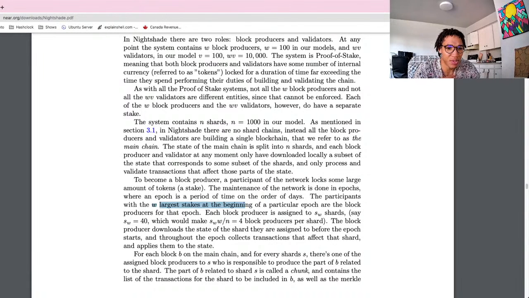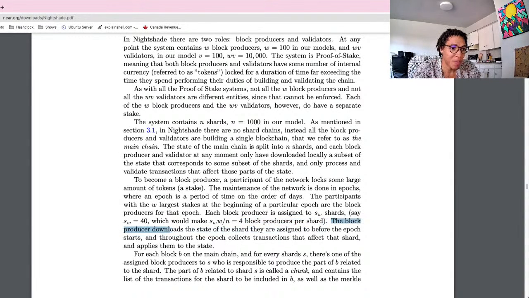Each block producer is assigned to some number of shards, say it's 40, which would make there's 4 block producers per shard. Okay, yeah, there's 100 shards, fine. Or 1,000 shards, anyways. So there's 4 block producers per shard, so you'd assume that even if 3 block producers went offline, they'd get slashed heavily, and you'd hope that 4 is enough.